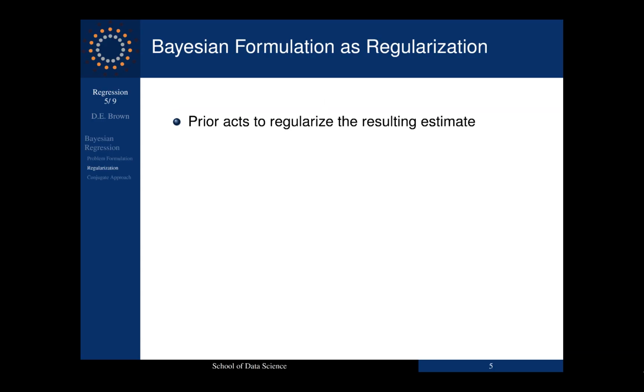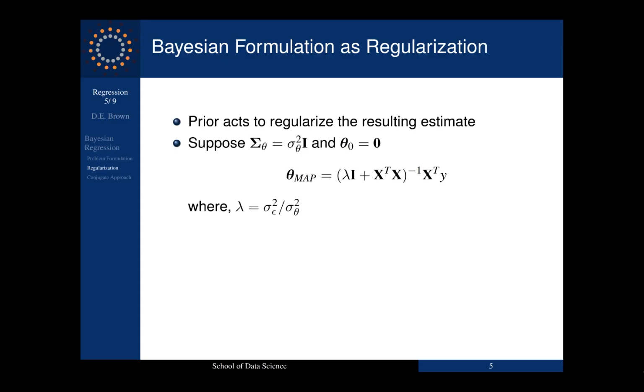It's important to note that this Bayesian solution actually acts to regularize the resulting estimate. And to see that, we can look at it directly. Suppose our prior distribution for theta has a variance-covariance matrix that is also diagonal, given by little sigma squared times I, and that we have a mean of 0 for the prior, which means that we've scale normalized it, put it right around 0. We've subtracted off the mean.